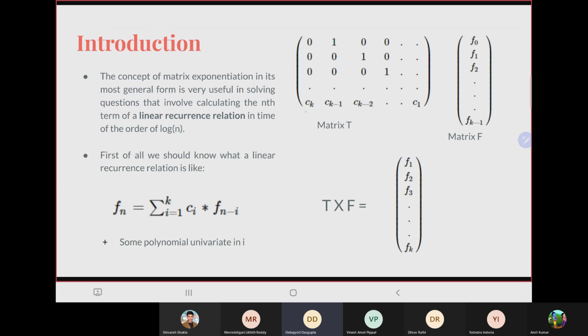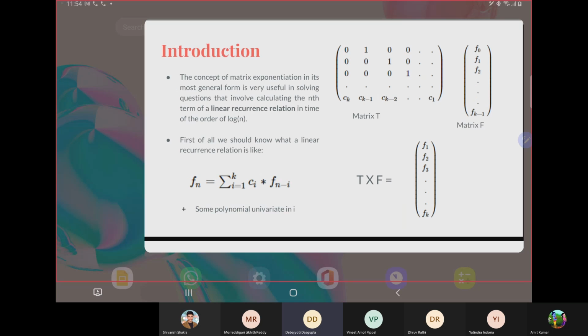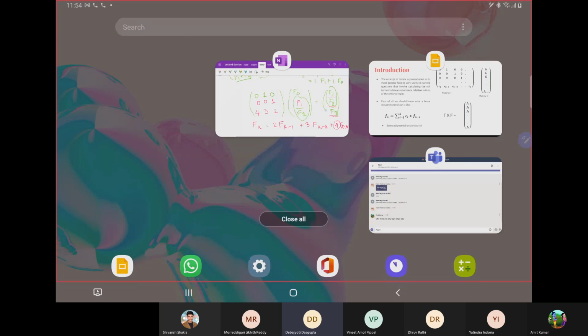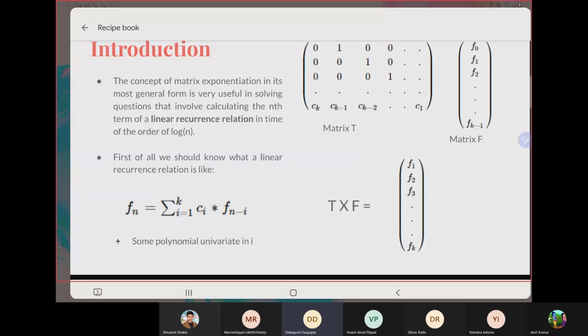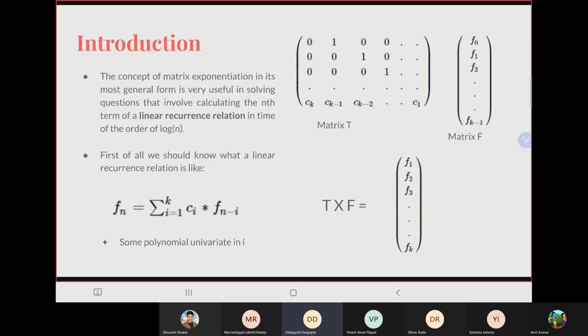So the last row will be ck minus 1, ck minus 2 up to c minus 1. Why are the coefficients in the reverse order? You see that my coefficients were 2, 3, 4, and it gets reversed to 4, 3, 2 when you write it in the matrix. So if my coefficients are c1, c2, c3 up to ck, I will write it in just the reverse order: ck minus 1, ck minus 2, c1. So you get the gist of how the transformation matrix has been created.